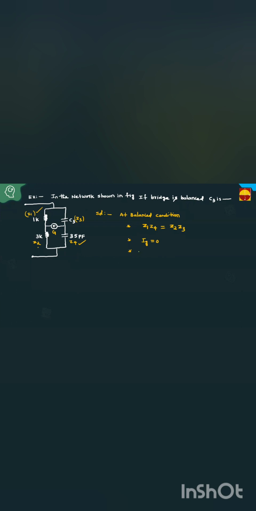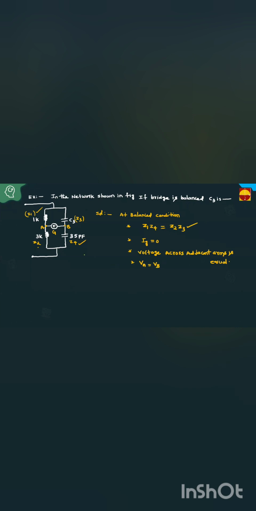And one more point to remember: the voltage across adjacent arms is also equal. These are the observations at balance condition. For example, if this is A and this is B, then VA equals VB at a balance condition. But to solve this problem, just this condition is enough. In different problems, you have to apply different points to solve this.